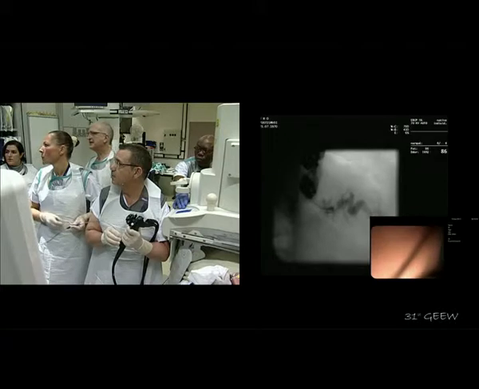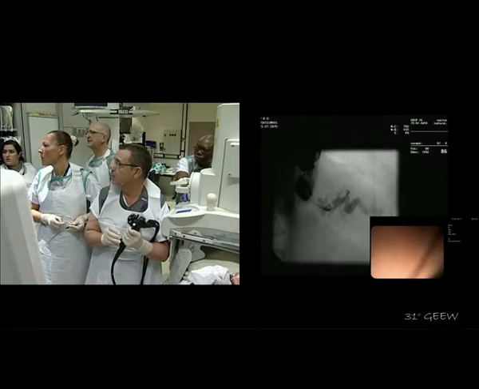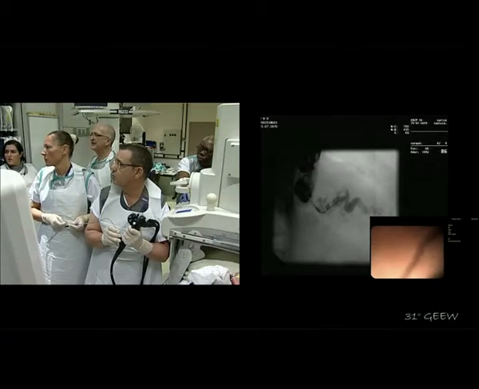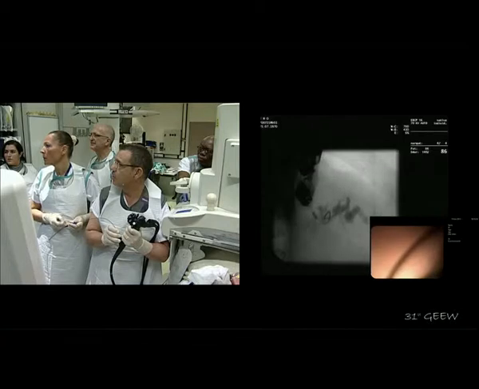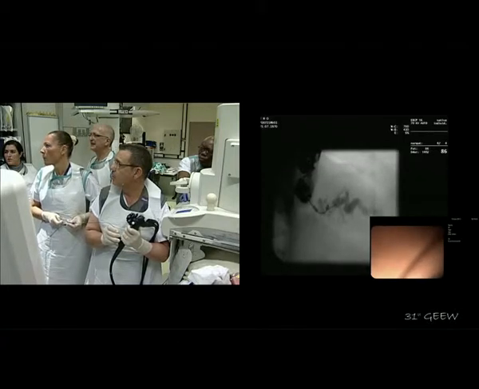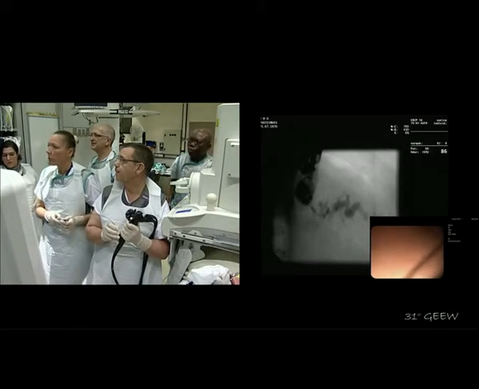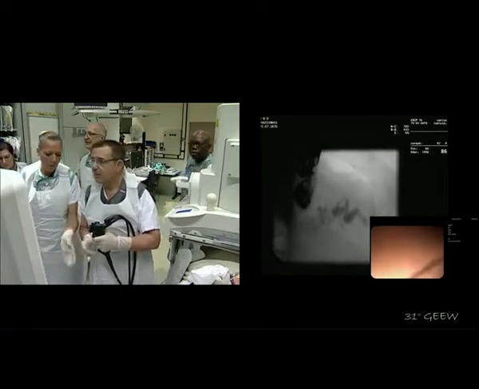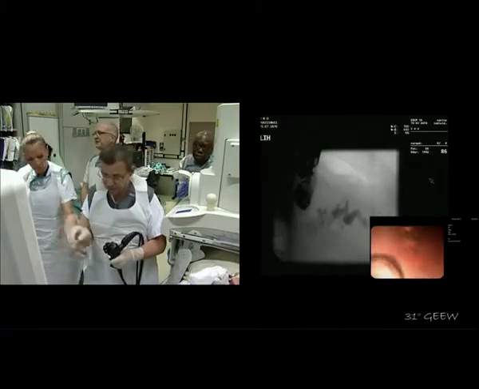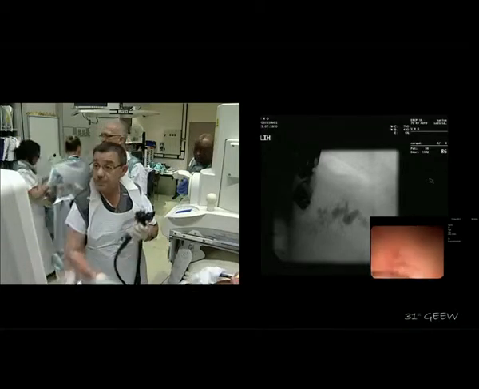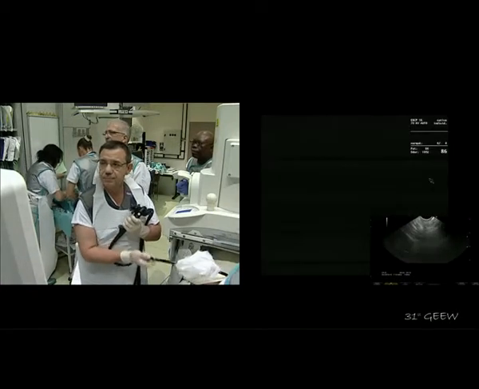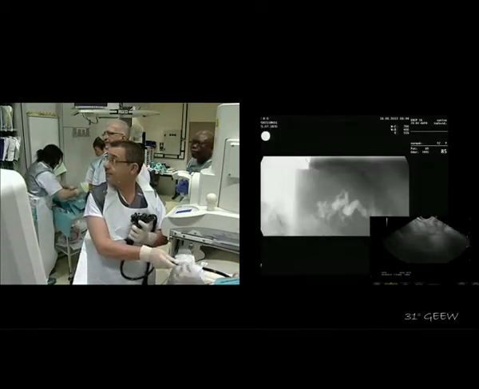No, I think that you are still in the false route that has been created. I think it's better to do another puncture, no? I think so too. Yes, you see, it's almost impossible, even if the tip is in the duct, it's impossible to straighten this loop. And I think that we must take the opportunity that the duct is still opacified.